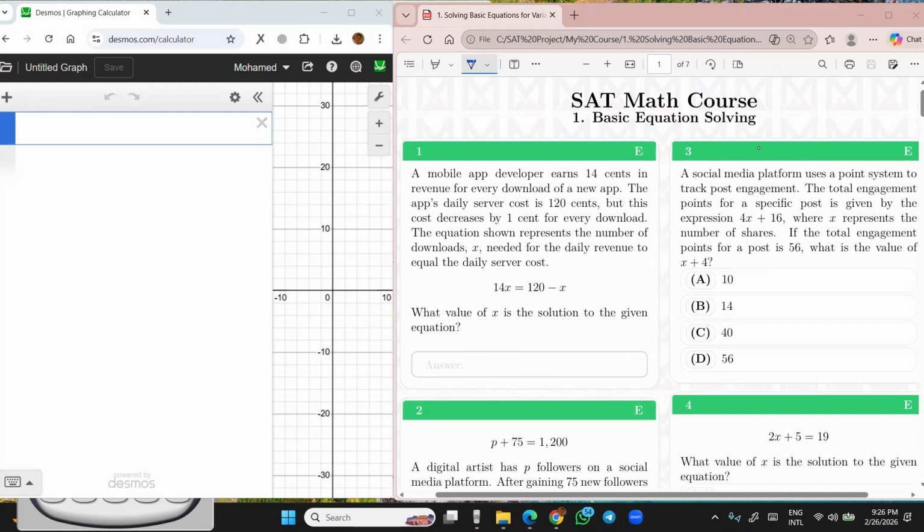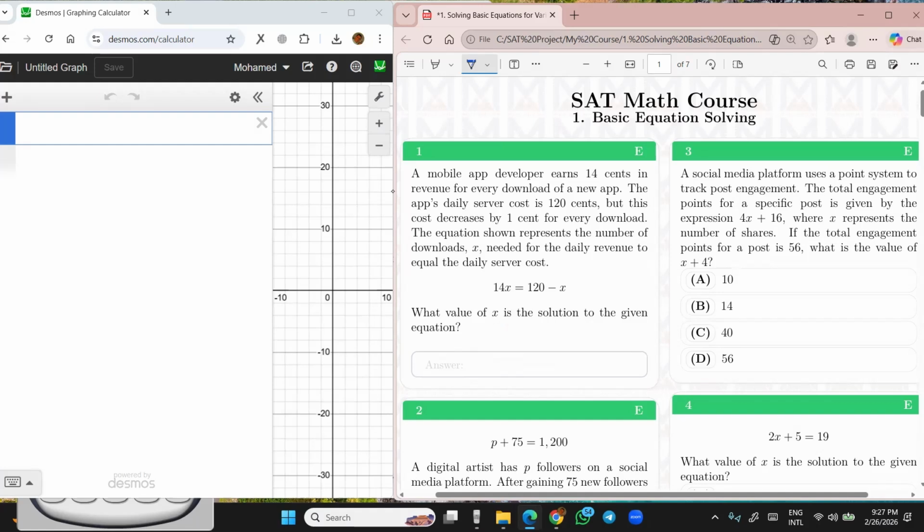Question number one, a mobile app developer earns 14 cents in revenue for every download of a new app. The app's daily server cost is 120 cents, but this cost decreases by 1 cent for every download. The equation shown presents the number of downloads X needed for the daily revenue to equal the daily server cost. This is the equation given here. And if you have the equation given, you do not need to worry about the information you can obtain from the reading of this passage. So just focus on the sentence that comes after the equation. What is the value of X?